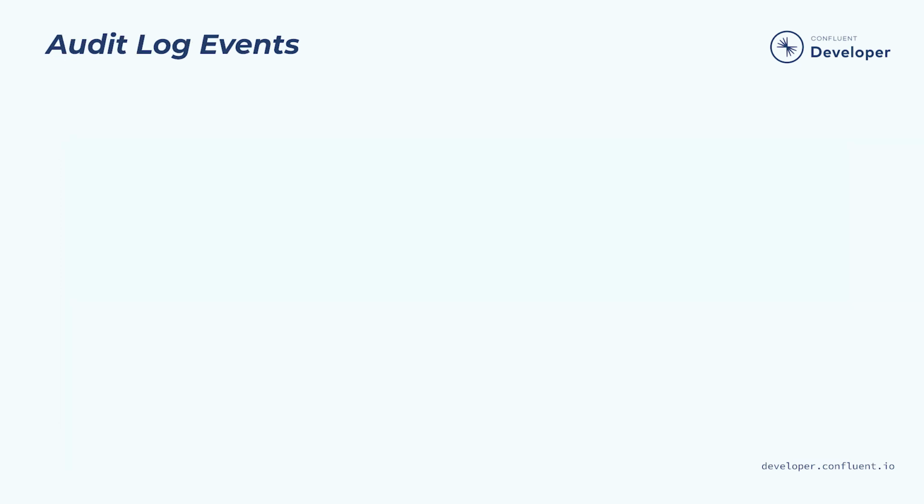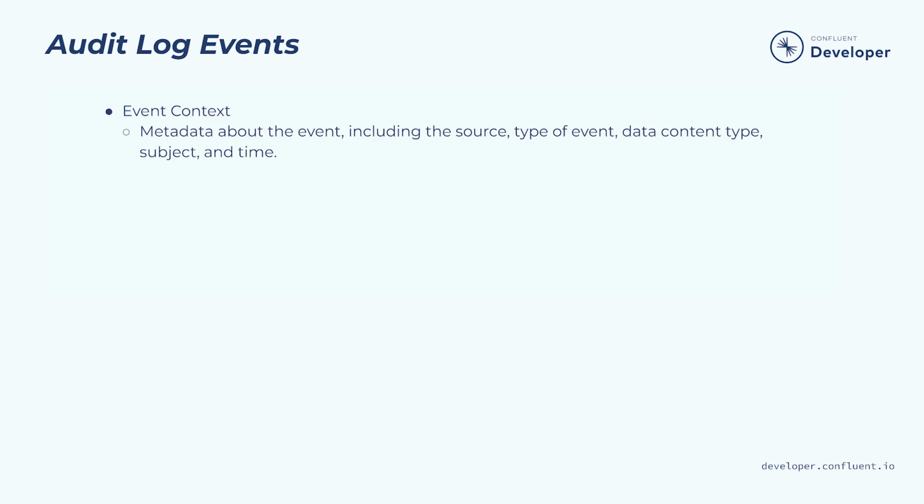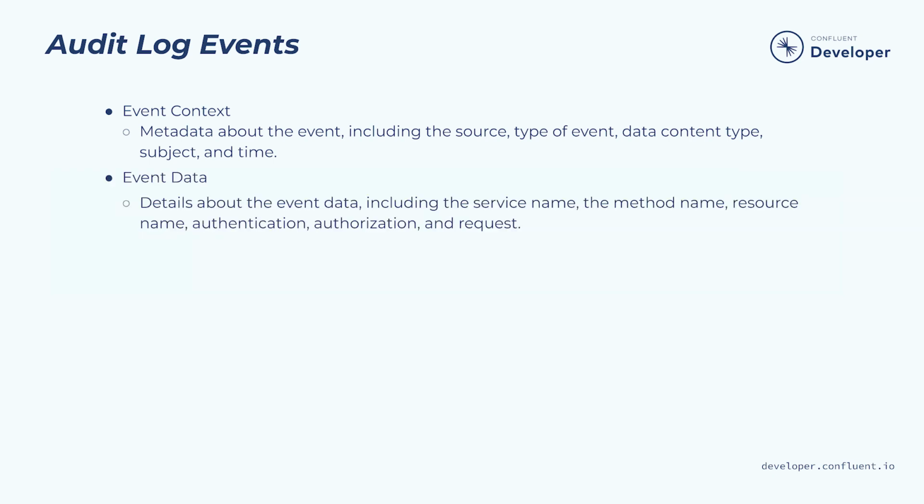Each event includes context and data about what happened, complete with a unique identifier and the event source, or where the event took place. There are two main sections for each event: event context, metadata about the event, including the source, type of event, data context type, subject and time; and event data, details about the event data, including the service name, the method name, and resource name, authentication, authorization, and request.